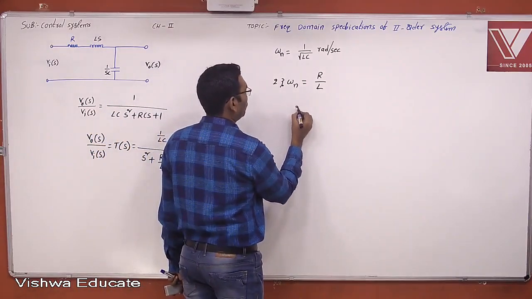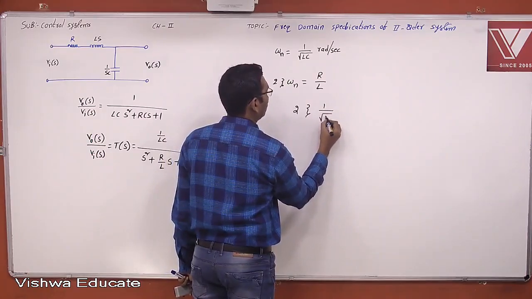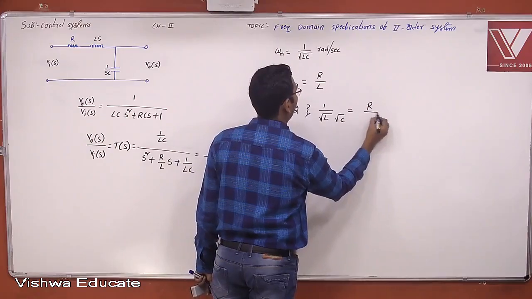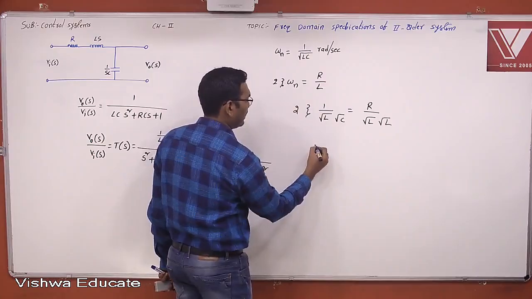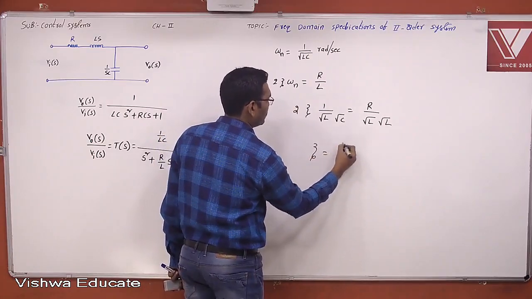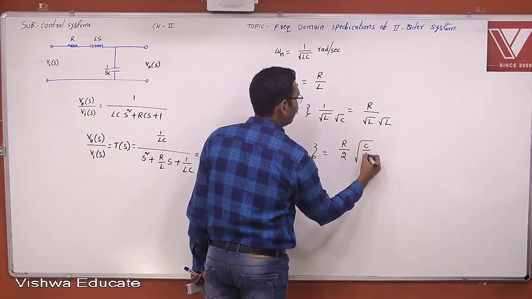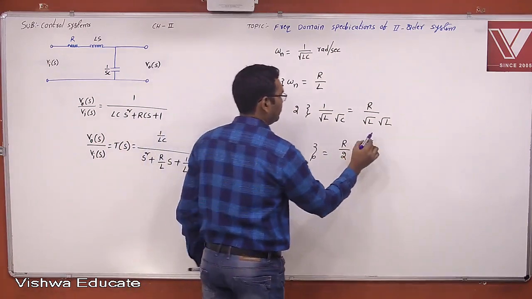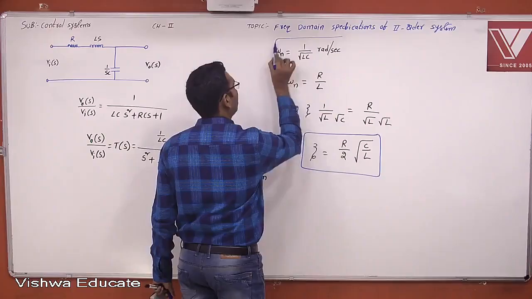So 2 zeta omega n is equal to R by root L into root C. Now this is R by root L into root L, I can write. Root L cancels. So zeta is equal to R by 2 into root C by L. So this is the damping factor zeta, and this is the natural frequency of oscillations omega n.